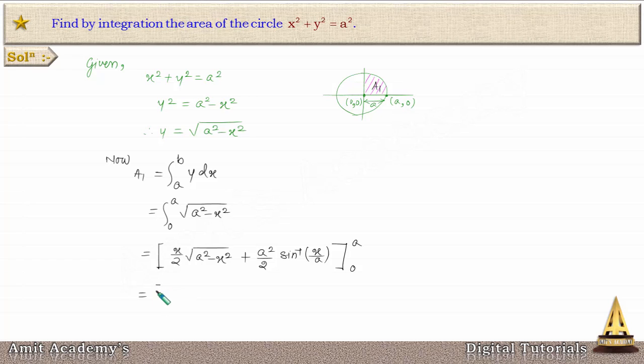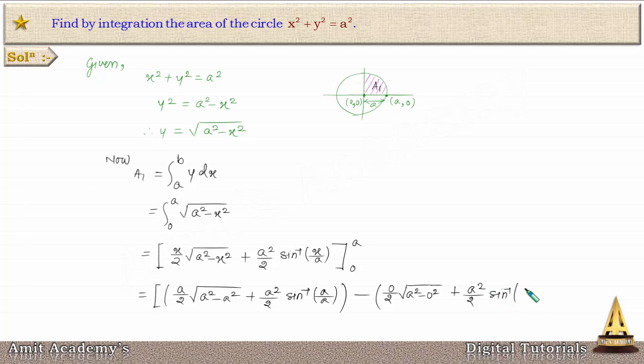So it is equal to, in square bracket. Now for this x, first we have to put the upper limit, that is a. So I'll get a by 2 under root a square minus a square plus a square by 2 sine inverse a by a, minus, now for this x we have to put the lower limit, that is 0. So I'll get 0 by 2 root a square minus 0 square plus a square by 2 sine inverse 0 by a.